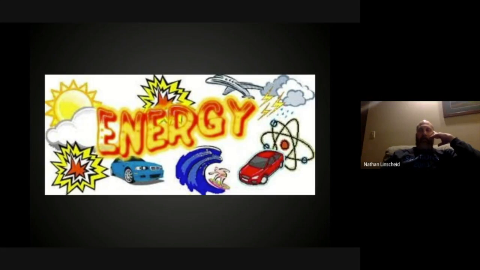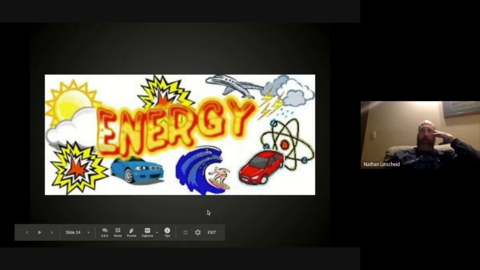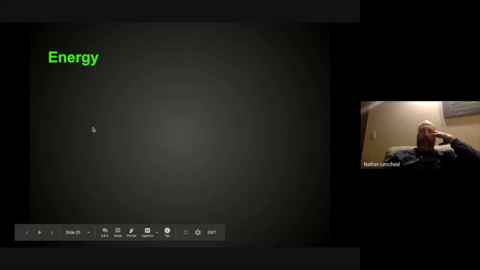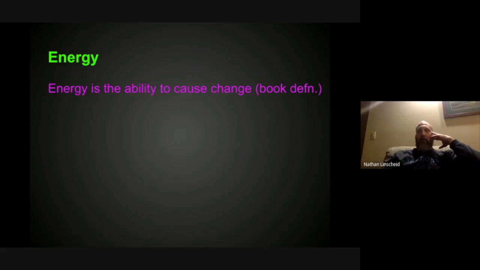Okay, ninth graders. Today we are going to begin talking about energy. We just got done talking about work and then simple machines. In order to do work, we have to have energy. According to the book, energy is the ability to cause change. However, energy is really the ability to do work.